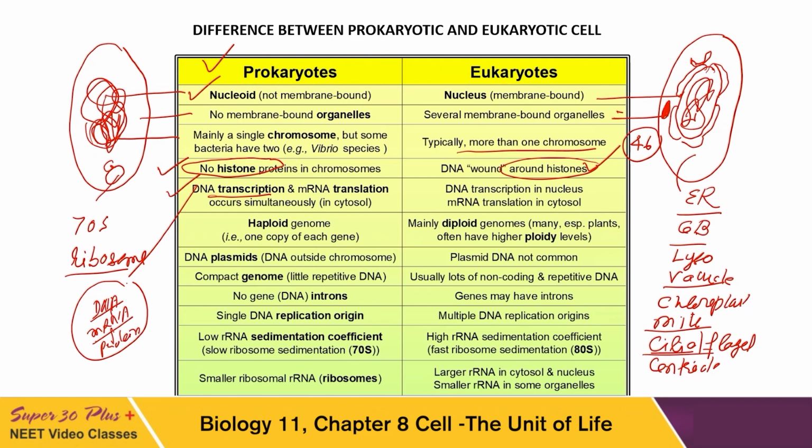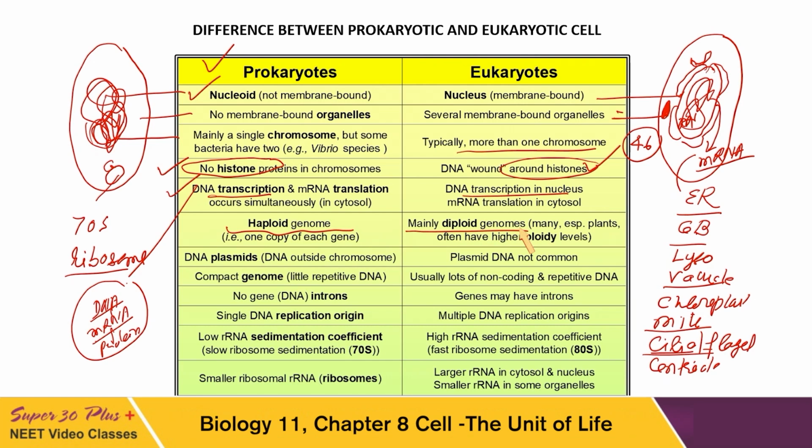Here, DNA transcription will take place in the nucleus. Transcription will be there, and messenger RNA will be synthesized here. Then this messenger RNA will be transferred to the cytoplasm where protein synthesis will take place. Okay. The genome is haploid, only one. Here mainly diploid genomes are present.